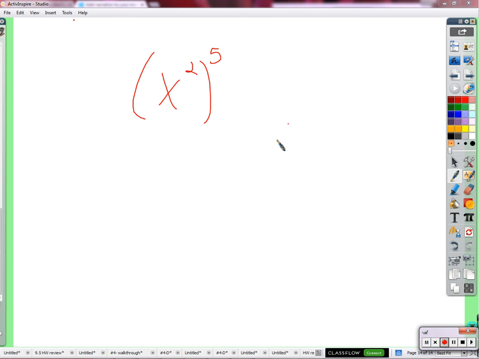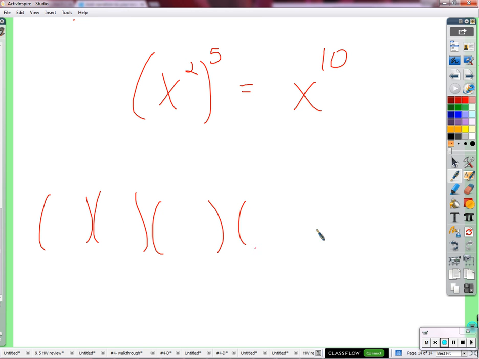Brady, what do you say? x to the power of 10. Okay, now tell me why that is. I think I said that because there's 5 x squareds. Right, so we'll look at the fifth power first. It means multiply something by itself 5 times, right? Something by itself, okay, getting kind of big. 1, 2, 3, 4, 5 times, right?